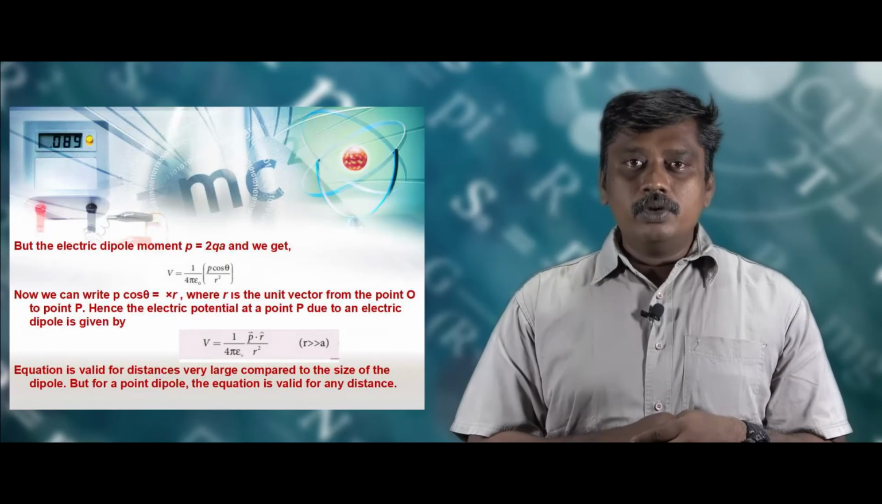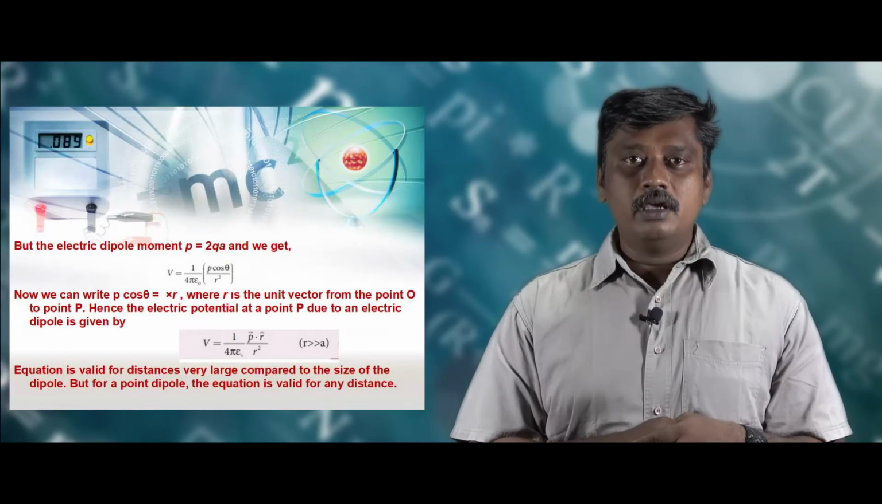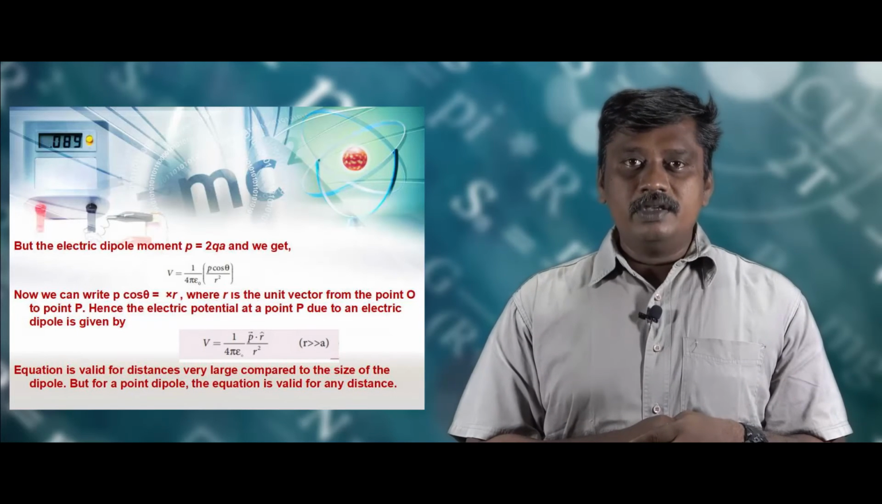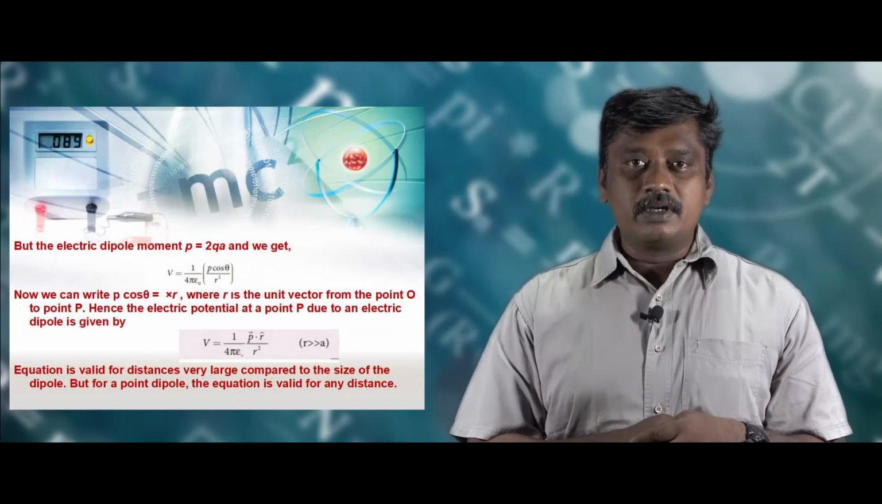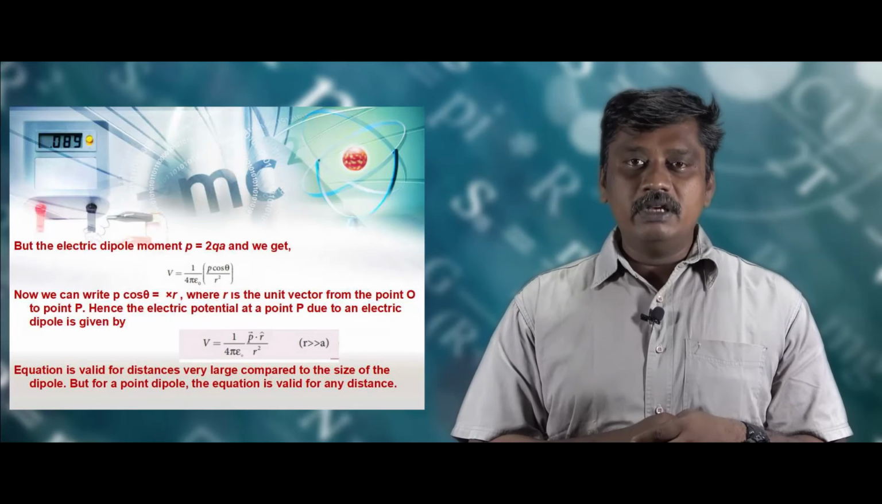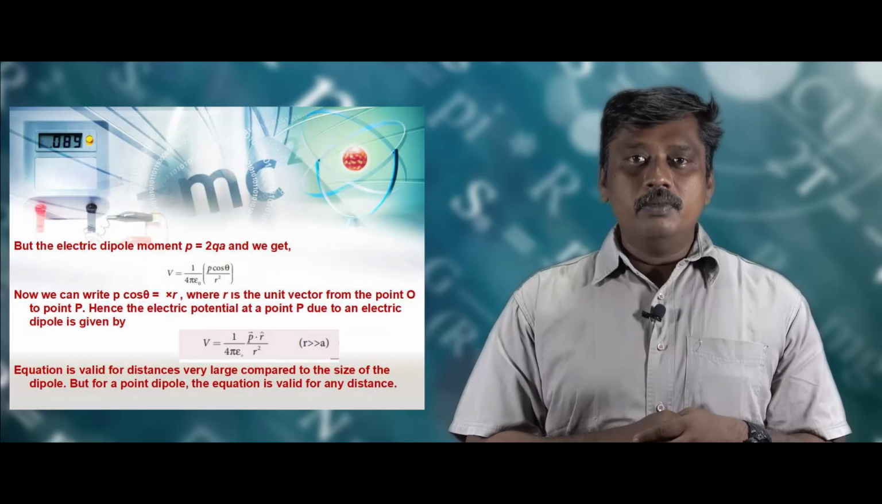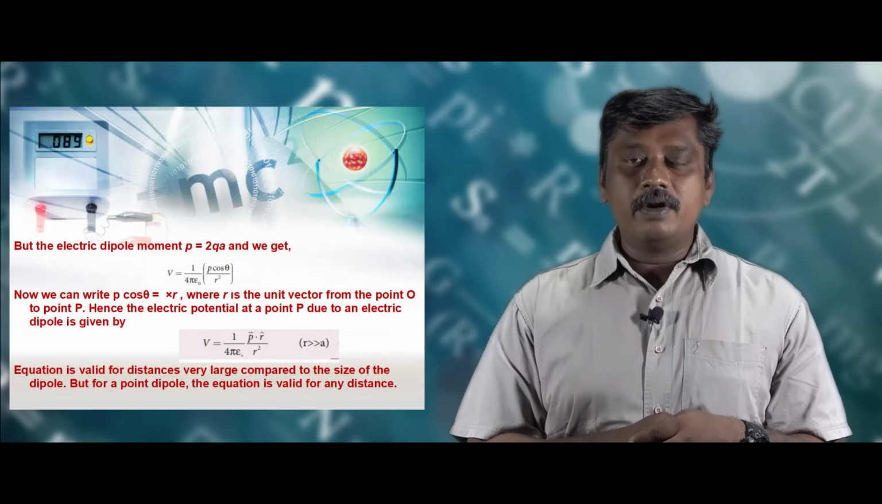This Q into 2a can be replaced by p because that is the dipole moment p. Therefore, we will get V is equal to 1/4 pi epsilon naught, p cos theta/r square. It is possible to express this in vector notation, that is we can replace p cos theta. If you replace p cos theta by p vector dot r cap, then we will get V is equal to 1/4 pi epsilon naught, p vector dot r cap divided by r square. This is in the vector form.